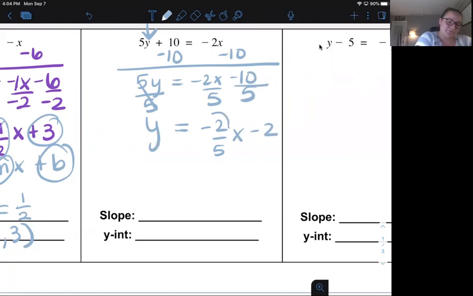So what's our slope? What's being multiplied by x here? Our slope is m equals -2/5. And then what's our y-intercept? Our b would be -2. So our y-intercept is the point 0, -2.